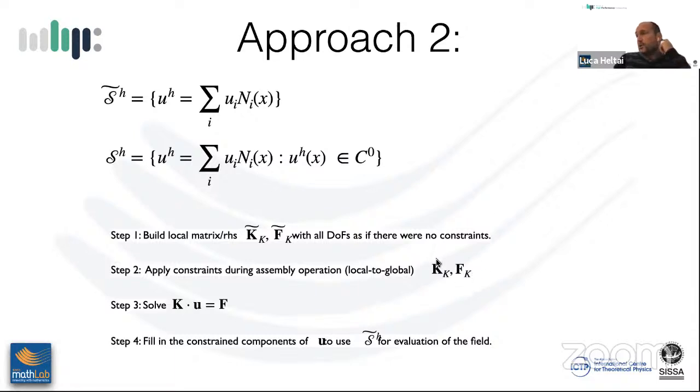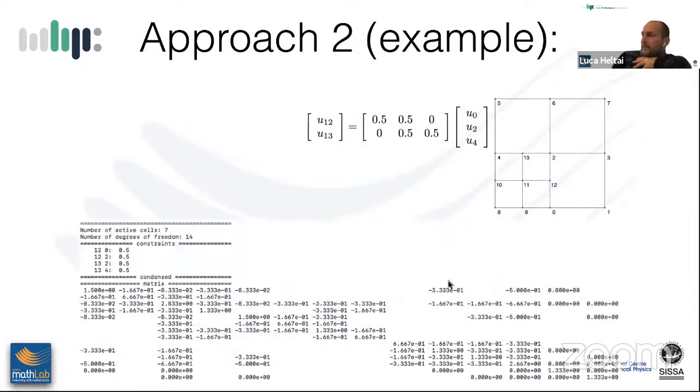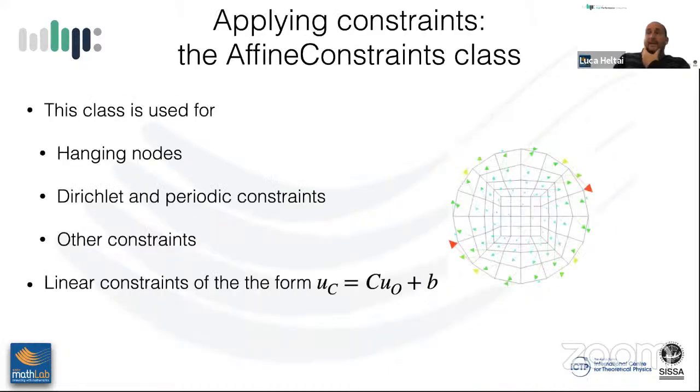If you do that, when you transfer KK and FK from the element K to the global one, this can be done by taking into account the constraints right away. So you solve the final matrix entirely, and you still have to distribute at the end, but the result is that the global matrix will not contain anything on the condensed version if you do this while you assemble the system. Okay, and so this is exactly the approach that is used by step number 6, and the class that is used for this is called AffineConstraints.